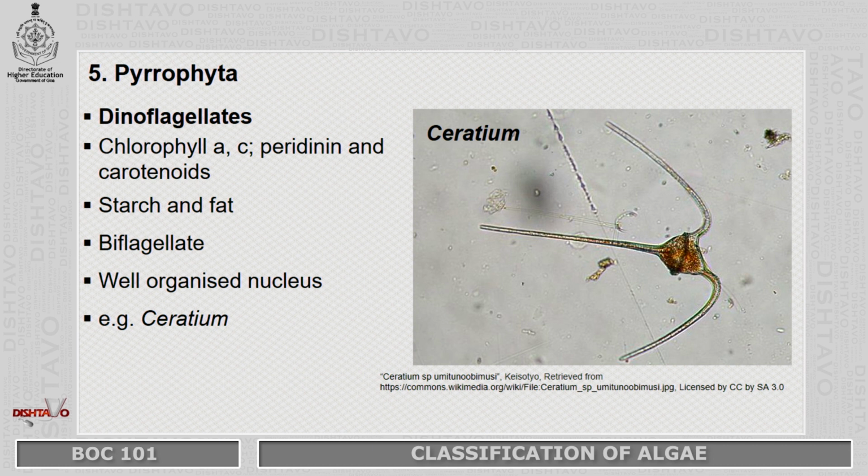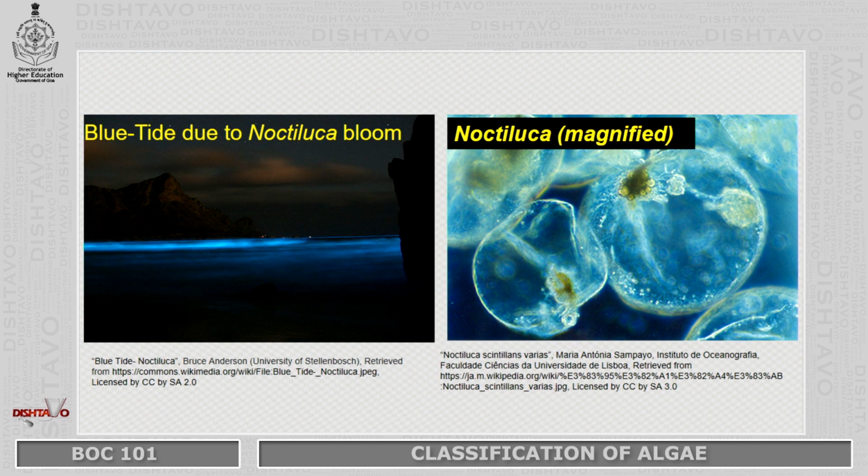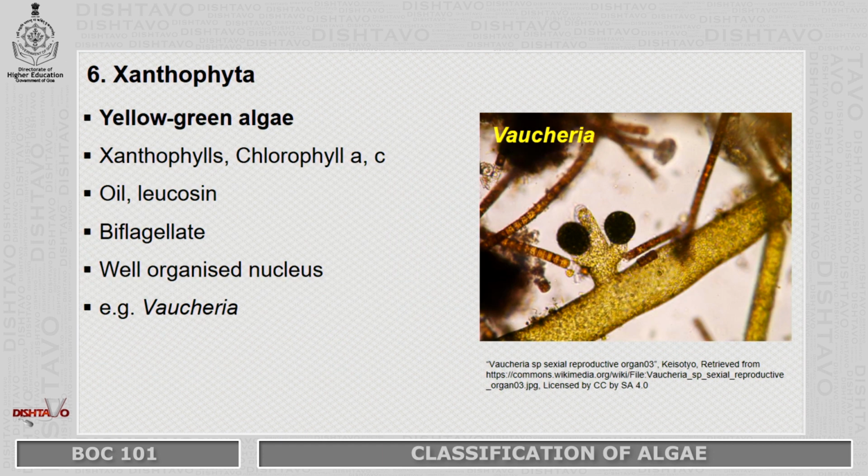They have a unique kind of nucleus, and the DNA is covered with non-histone proteins. And they are also known for a very interesting phenomenon, that is bioluminescence. The best example for this bioluminescence is Noctiluca. So, I am giving a link at the end, please go through that link, a very interesting article about this blue tide.